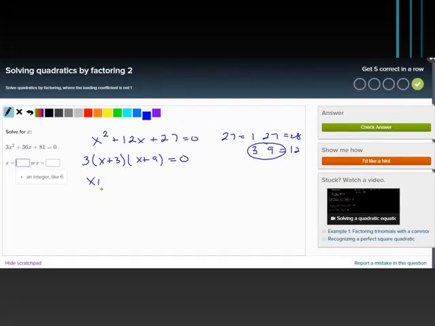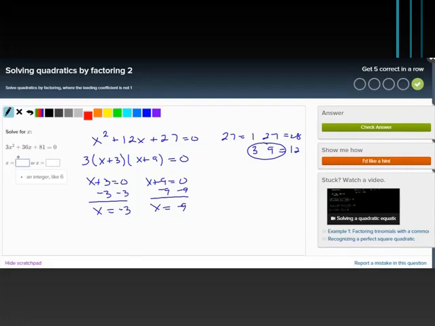So I'm going to set x plus 3 equals 0, solve that one, so x equals negative 3, and x plus 9 equals 0, solve that one, so x equals negative 9. Now, to check this problem, I'm going to do the same thing I did with the other problem.